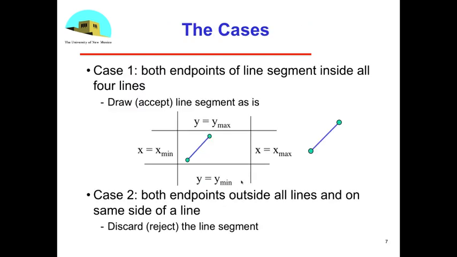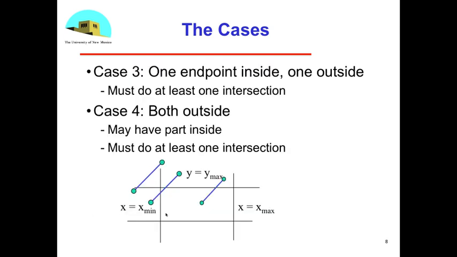Now, what do we do? So this is case 1 and case 2. Case 3 is one point inside and one point outside. Well, for that kind of line segment, we know we're going to have to do at least one intersection. The reason I say at least one is that if Y max was over here at the top right, then I wouldn't know whether it's both above the top and to the right of the right side, and I wouldn't know which intersection to do first. So I would possibly have to do 2 intersections.